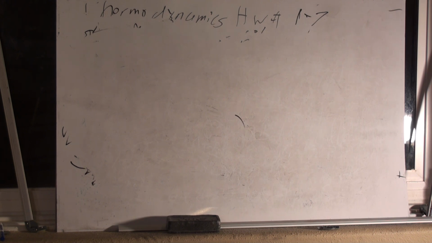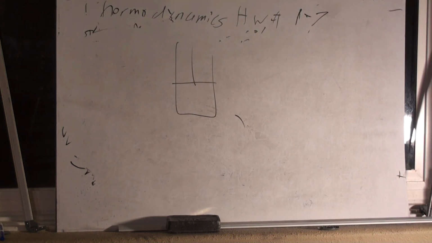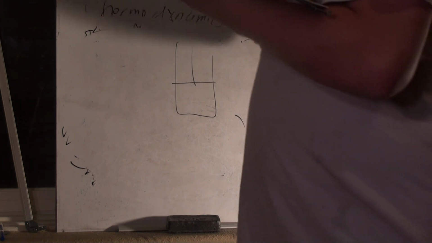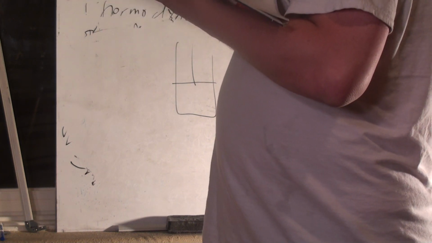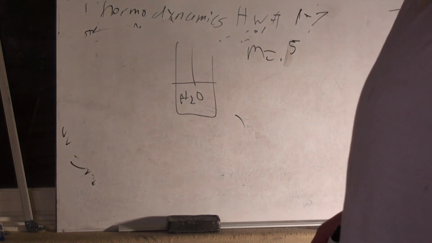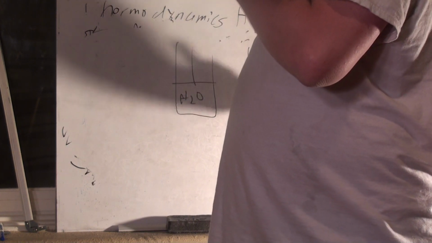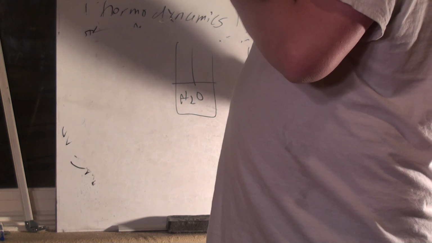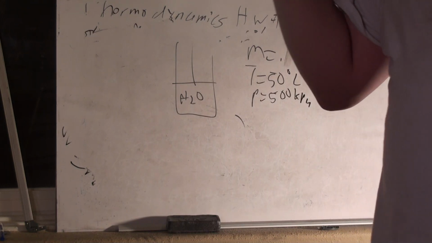So 1.39 states, I have a piston cylinder assembly. So let's draw a piston cylinder. This is the universal picture for a piston cylinder. It contains 5 kilograms of water, so mass equals 0.5. I have water, at 50 degrees Celsius, and a pressure of 500 kPa, which is half a bar, or rather 5 bars, sorry.